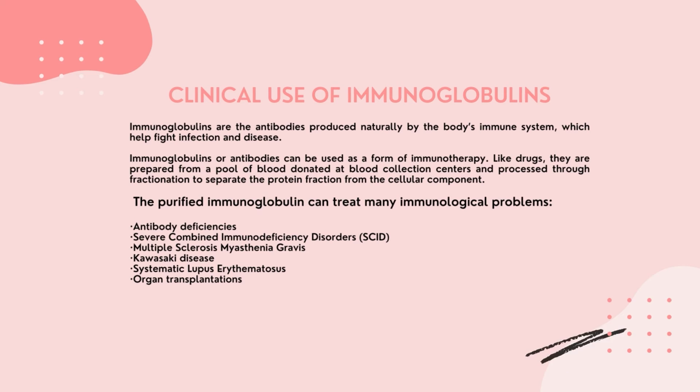Clinical use of immunoglobulins. Immunoglobulins are the antibodies produced naturally by the body's immune system, which help fight infection and disease. Immunoglobulins or antibodies can be used as a form of immunotherapy. Like drugs, they are prepared from a pool of blood donated at blood collection centers and processed through fractionation to separate the protein fraction from the cellular component. The purified immunoglobulin can treat many immunological problems: antibody deficiencies, severe combined immunodeficiency disorders, SCID, multiple sclerosis, myasthenia gravis, Kawasaki disease, systemic lupus erythematosus, organ transplantations.